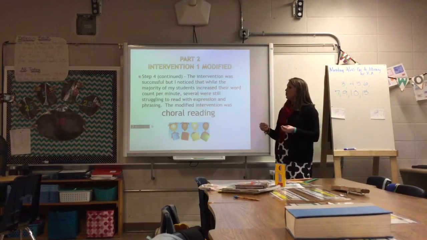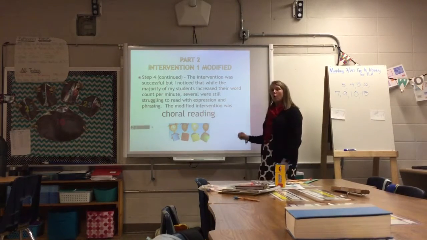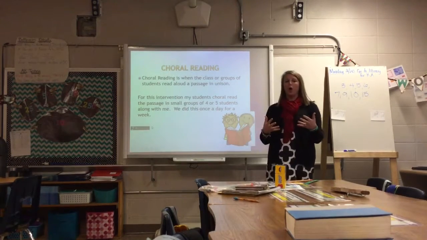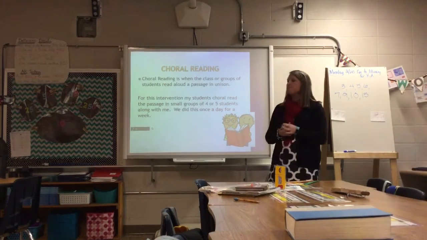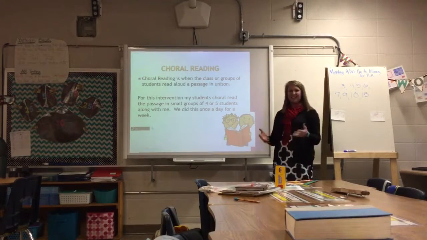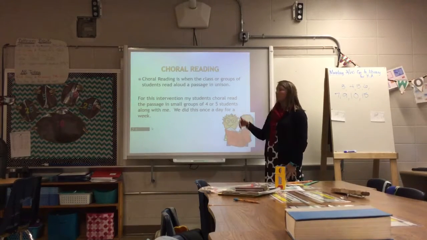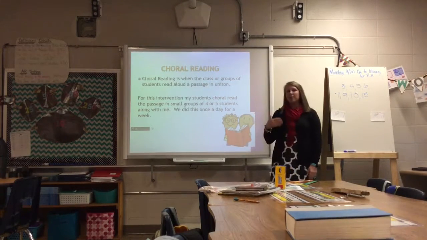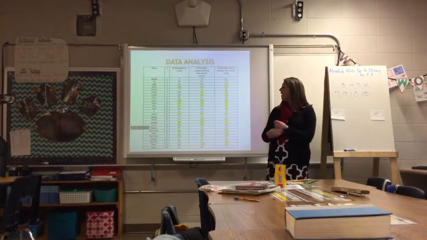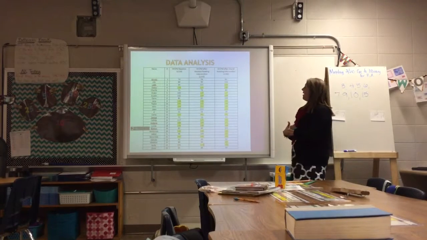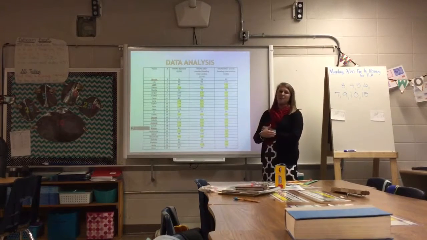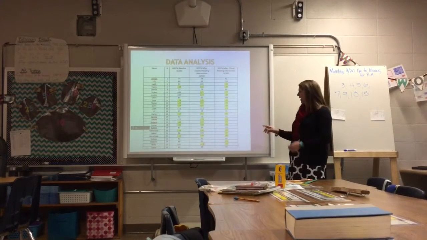So my modified intervention was going to be choral reading. Choral reading is just when the class or small groups read in unison. I felt like 26 students reading at one time was going to be too many, so we got into small groups with the teacher, and we read the passage together. And there is my data again. It shows that after the choral reading intervention, I have several more students that had met that 123 word count per minute.